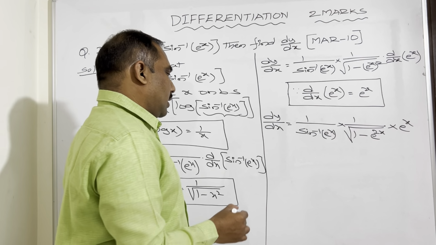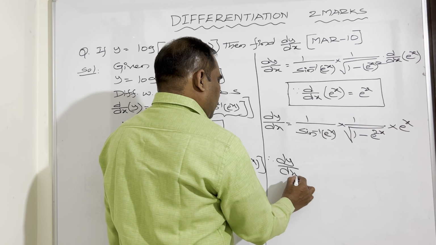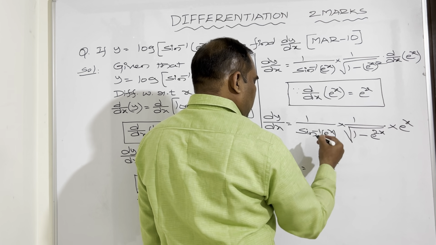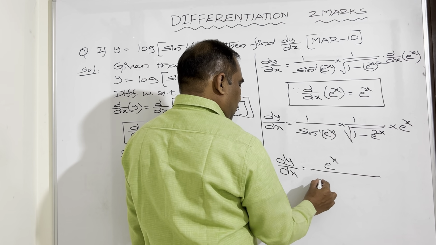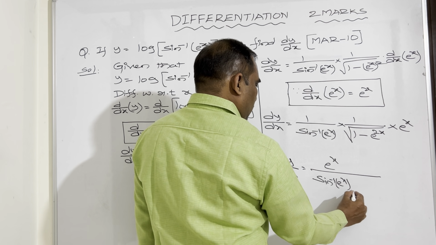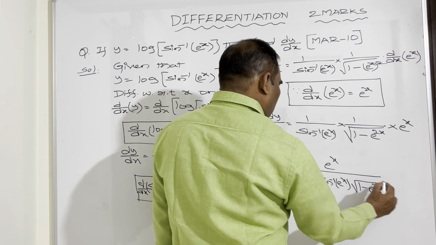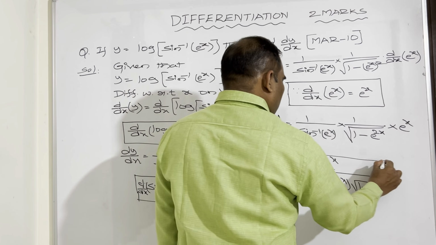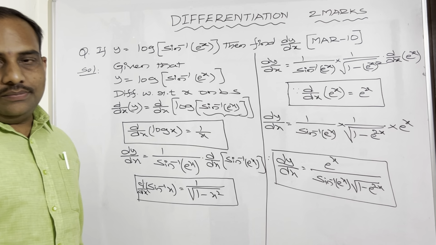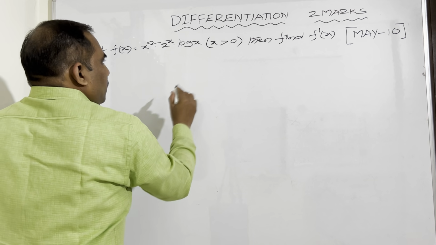See, now finally we can write dy by dx is equal to, in the numerator, e to the power of x, divided by sine inverse e to the power of x into root over 1 minus e to the power of 2x. So like this we can find the derivative of the given function. Next. So next question is a previous year's question.